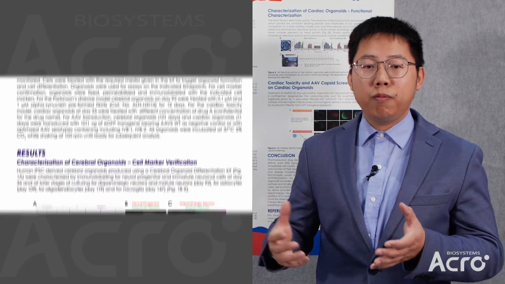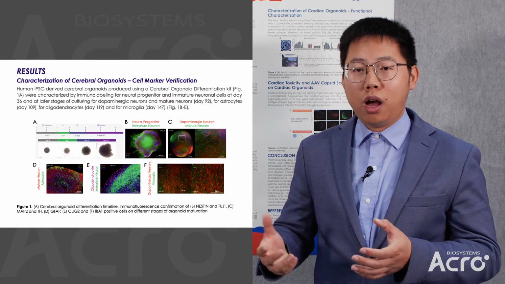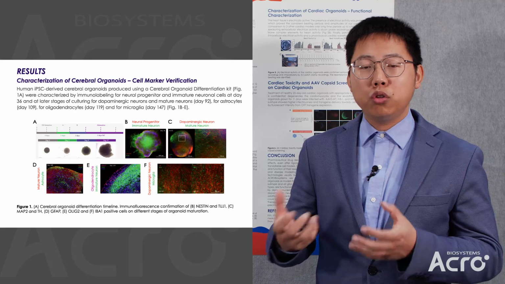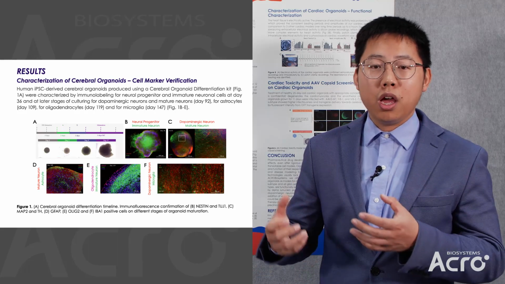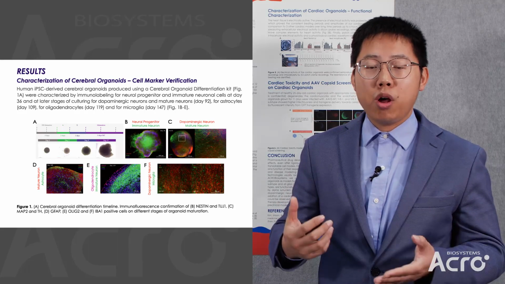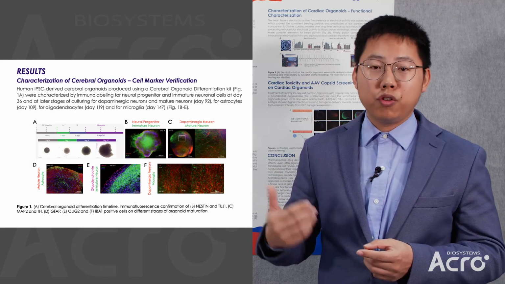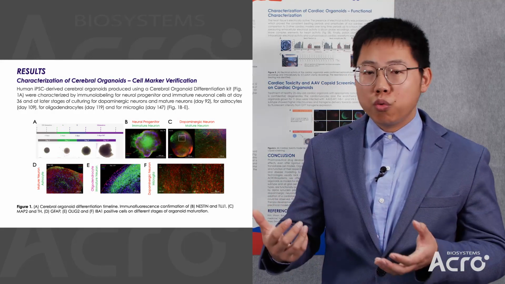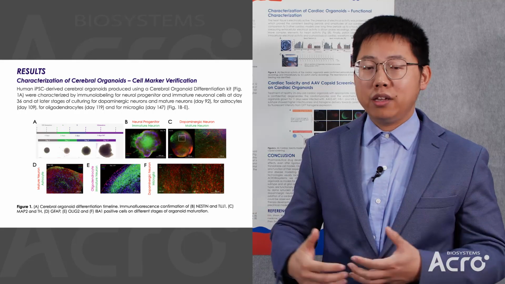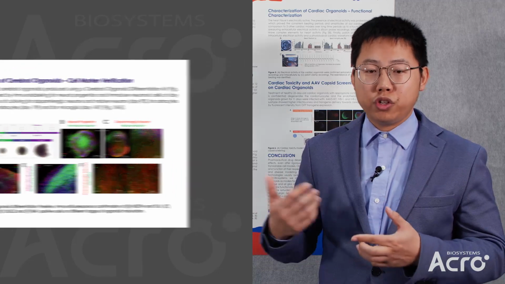Here I'm very proud to introduce our recently developed organoid differentiation kits. I will use two of them, the cerebral organoid differentiation kit and the cardiac organoid differentiation kit. Besides these two, we also have liver and intestine organoid differentiation kits.